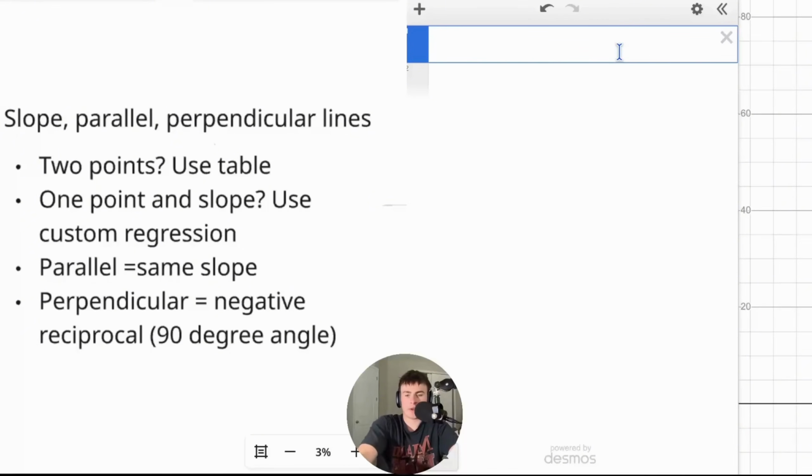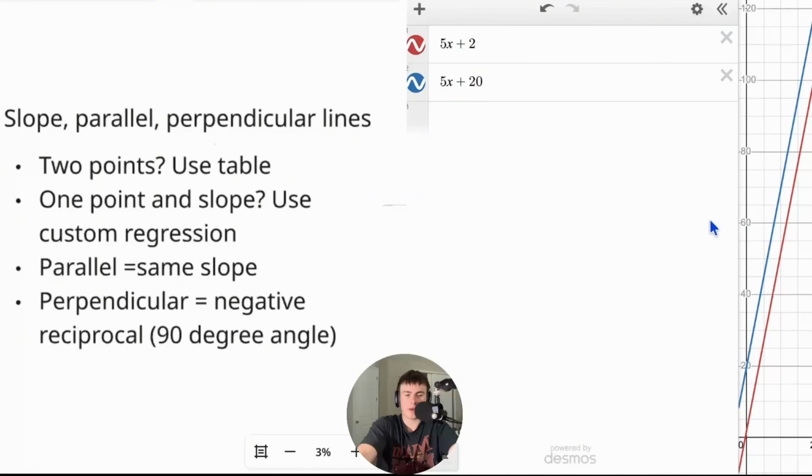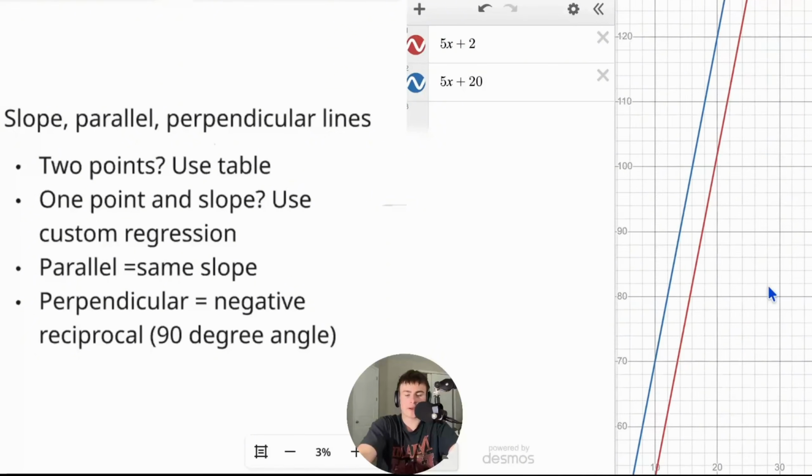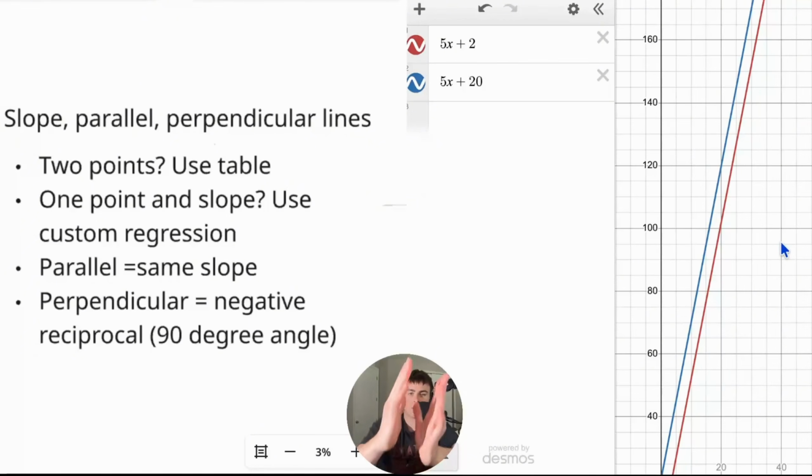Next, parallel is same slope. We just went over this, but you have to know this. If they are parallel, that means they have the same slope, like 5x plus 2 and 5x plus 20. They're the same slope. They're increasing at the same rate, so they're never going to intersect. But more importantly, in this subtopic, they are the same slope and just go next to each other.